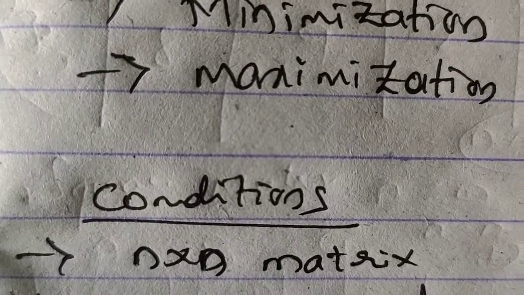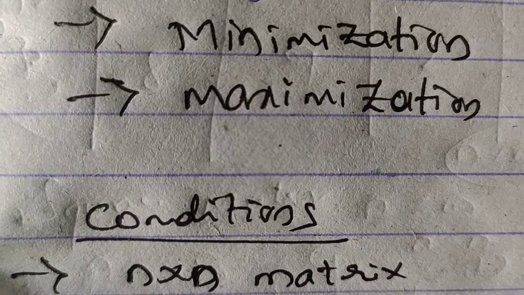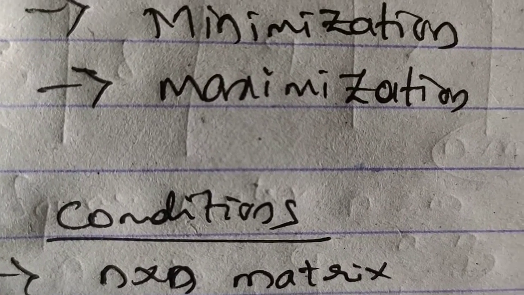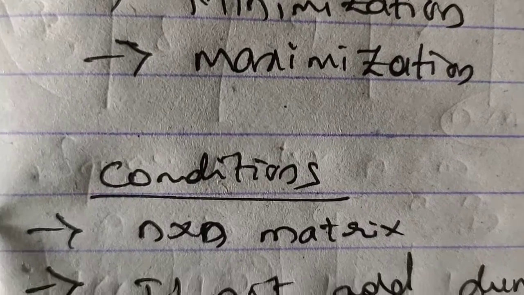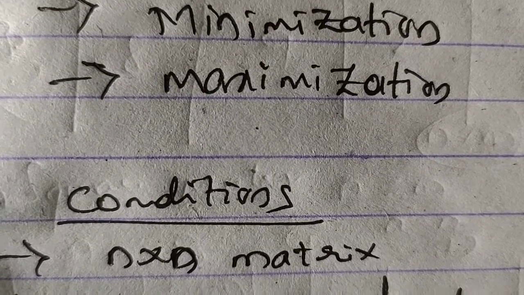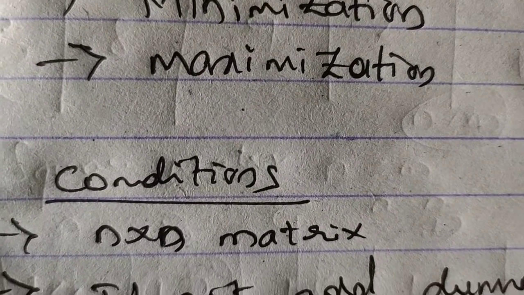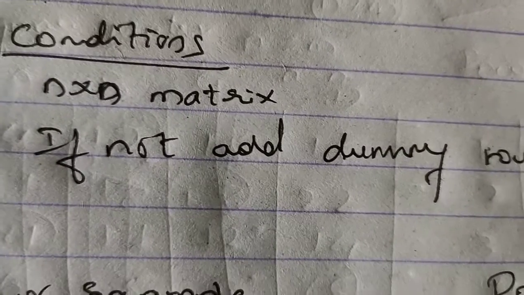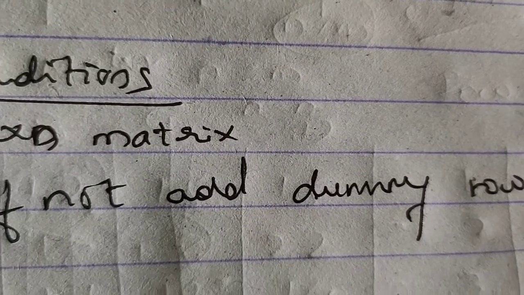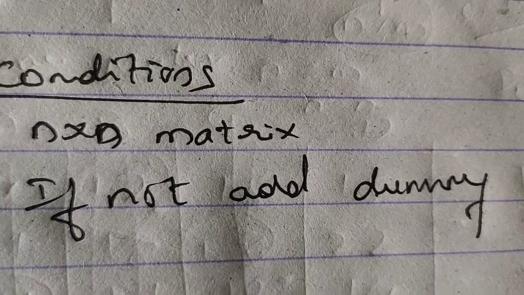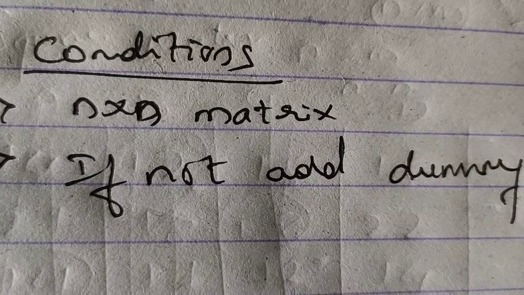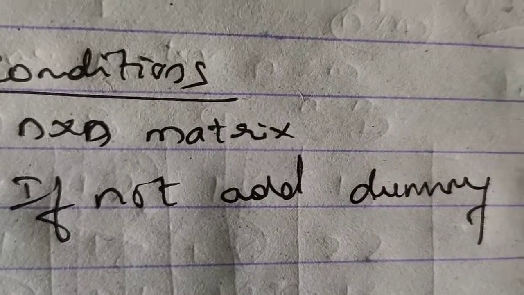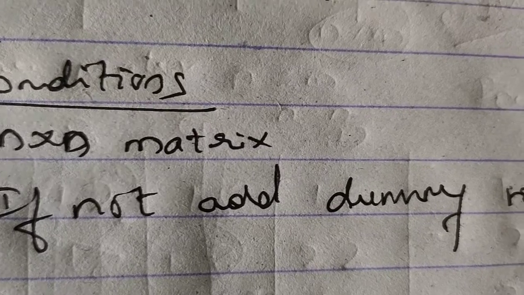The main condition in the assignment problem is that the matrix should be an n by n matrix. In case the matrix is not n by n, if it is not a square matrix, we have to add a dummy row or dummy column. Where is the deficiency? Either it may be column wise or row wise. Where the deficiency is there, by that condition we need to add a dummy row or dummy column.